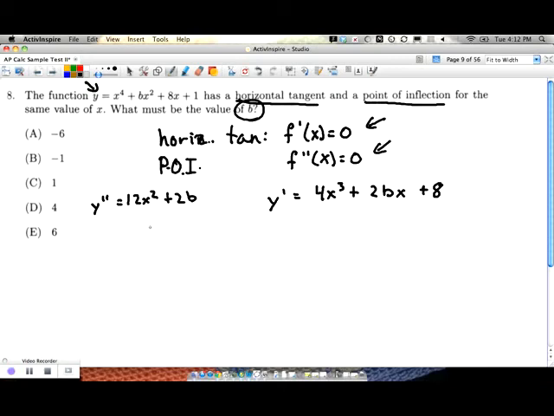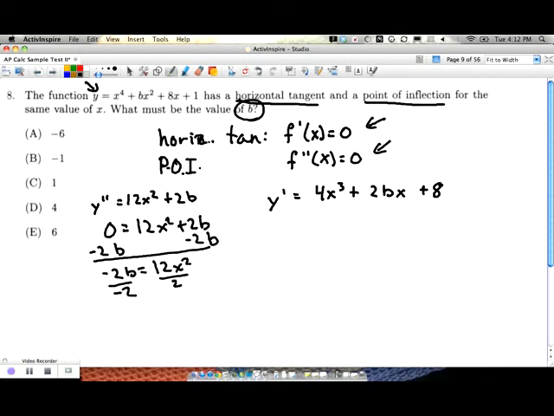If I look at the y double prime, the second derivative, that's a little bit easier to deal with. So I'm going to have 0 equals 12x squared plus 2b. By doing a little bit of algebra here, we can get negative 2b equals 12x squared, divided by negative 2. We get b equals negative 6 times x squared.